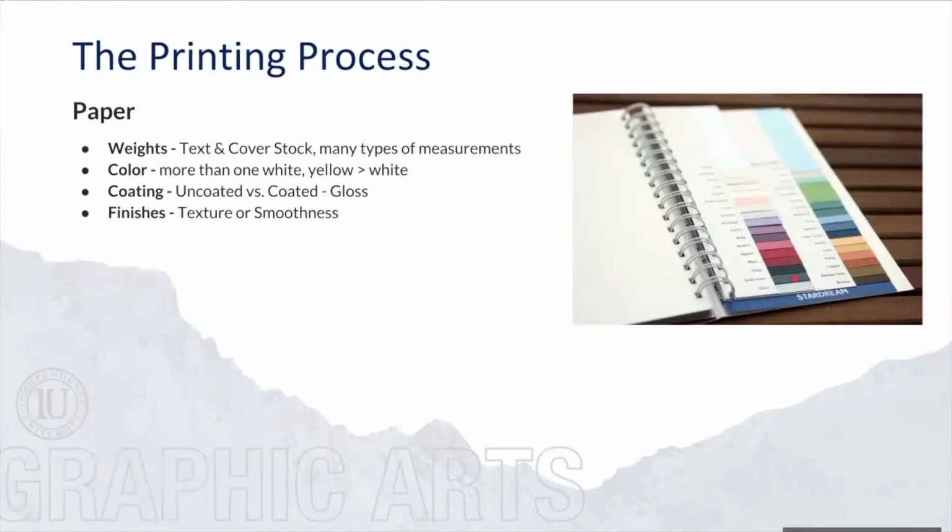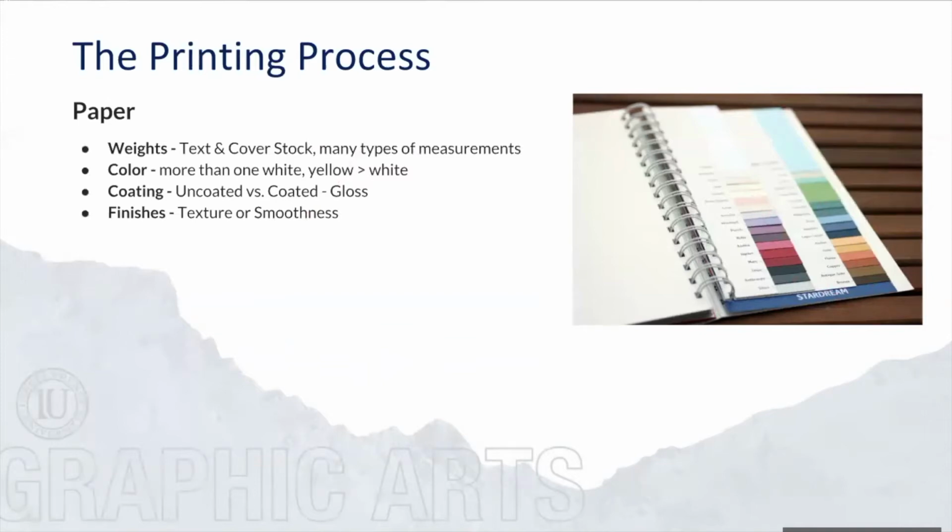There's different coatings, uncoated versus coated, which is more of a glossy stock, whereas uncoated would be like a matte stock. It's kind of got that roughness. There's different textures on the paper. How textured is your paper? Does it have the little ridges?